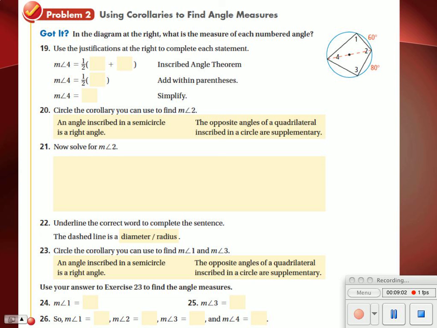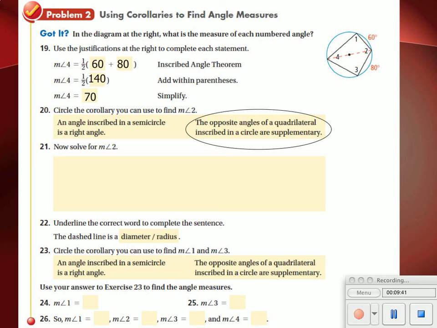Circle the corollary you can use to find angle 2. An angle inscribed in a semicircle is a right angle. I don't see that being the case. The opposite angles of a quadrilateral inscribed in a circle are supplementary. That I do see. So that's our answer. So we're going to solve for the measure of angle 2. Measure of angle 4 plus measure of angle 2 equals 180. 70 plus measure of angle 2 equals 180. Subtract 70 from both sides, and we get that the measure of angle 2 is 110.